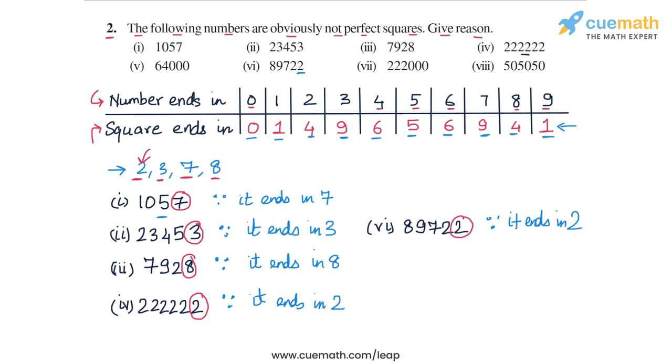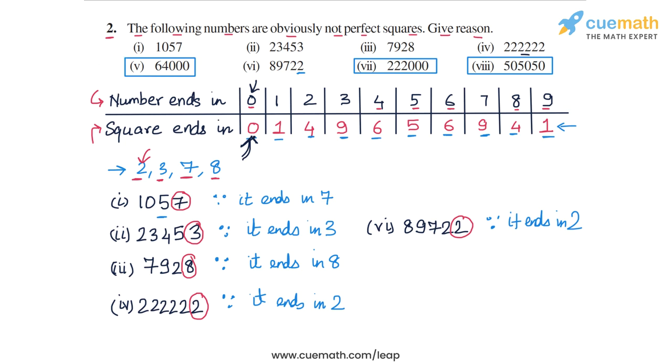Now we will look at the remaining three parts, which are part 5 ends in 0, part 7 ends in 0, and part 8 which also ends in 0. So the thing is that 0 can be the unit digit of a perfect square. We see that for numbers ending in 0, the squares will also end in 0. Then what is the reason these three numbers are not perfect squares?